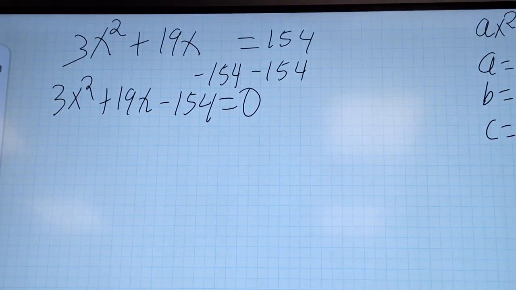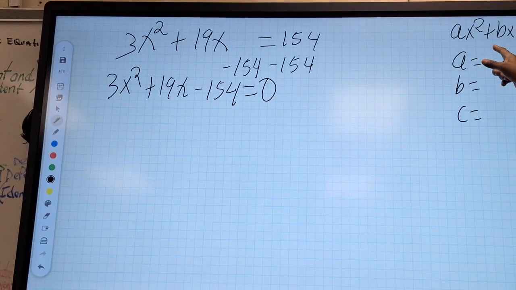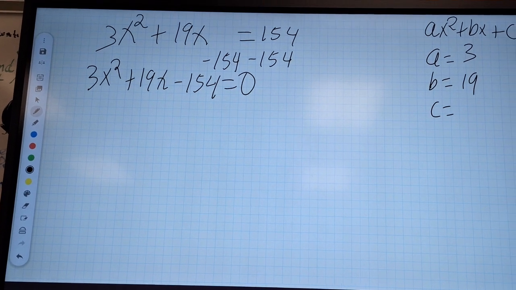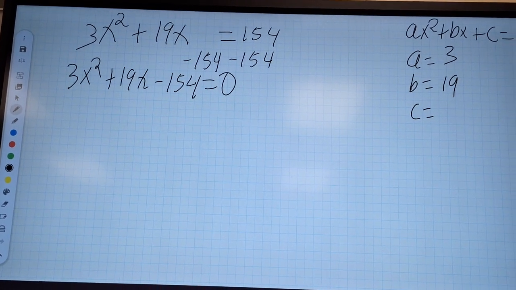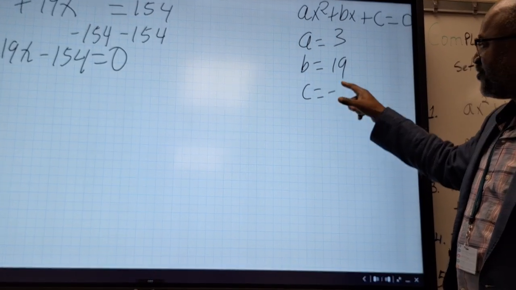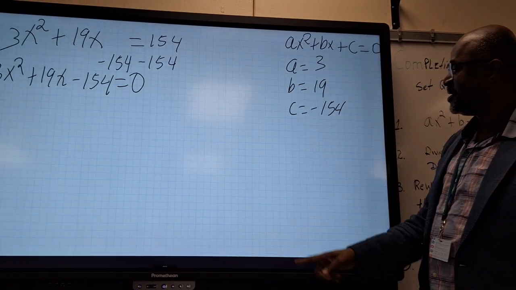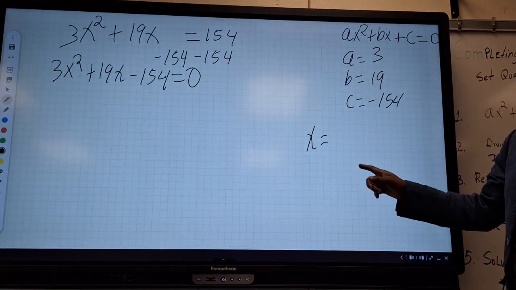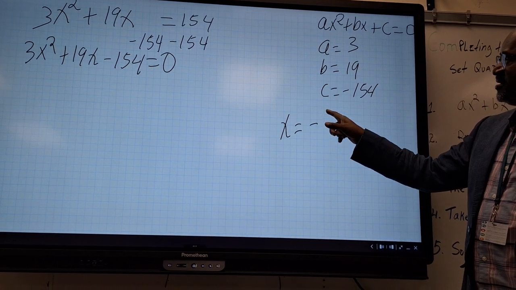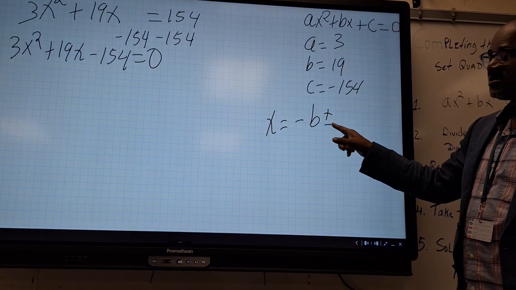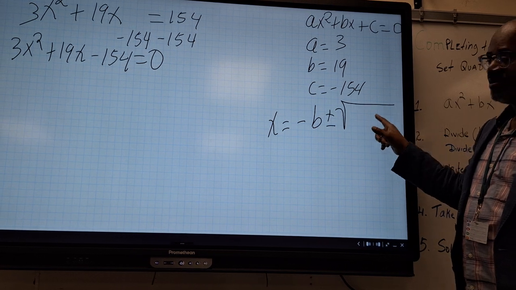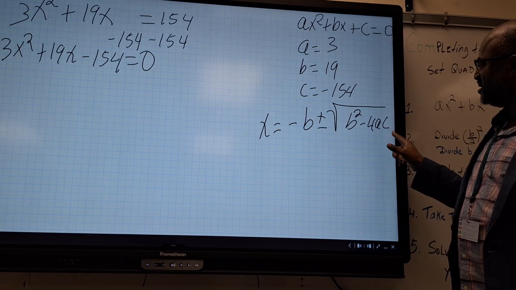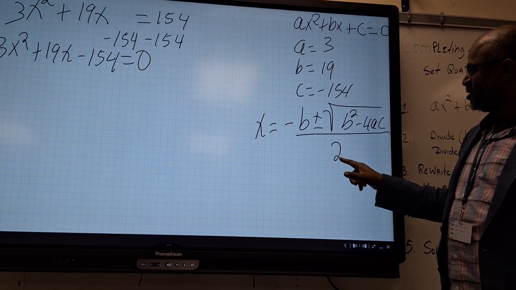In this case, what is A? A is 3. What is B? 19. And C is? What is it? Negative 154, not 154. This sign is included. Then you bring your formula. X equals, the quadratic formula: x equals negative b plus or minus the root of b squared minus 4ac, everything divided by 2a.